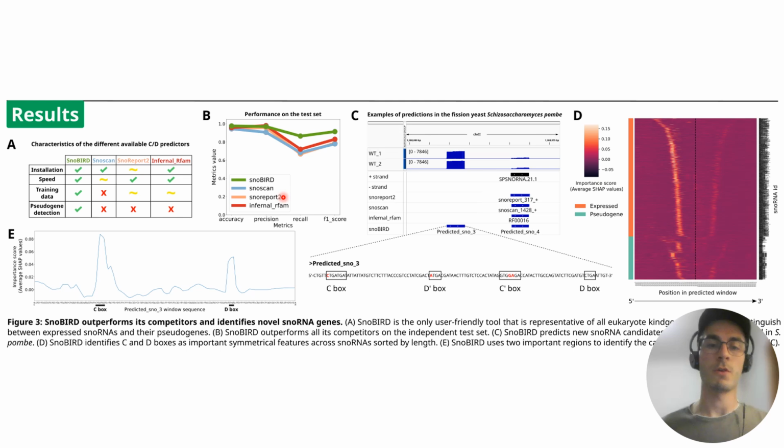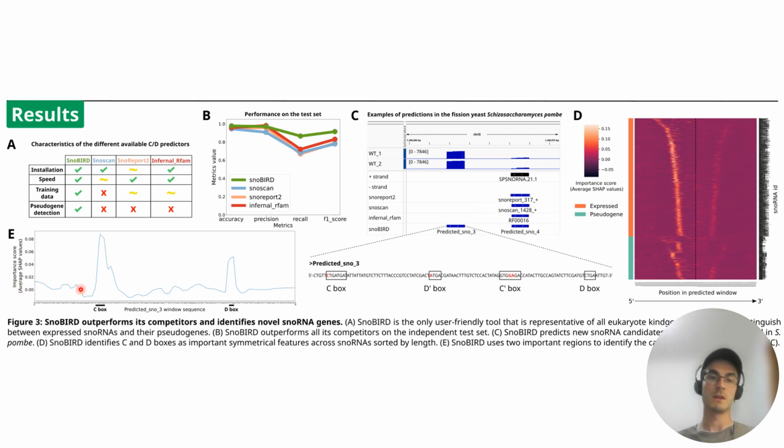Interestingly, when we applied SnoBIRD to a genome that was never seen during the test or even the training, which is the fission yeast S. pombe, we could predict with SnoBIRD a lot of different candidate snoRNAs that were actually expressed and that were never annotated before and not even predicted by the other tools. For instance, this snoRNA here that is highly expressed, even more expressed than actually annotated snoRNAs, and we can clearly see its distinct motifs, so the C and D boxes, which are actually really important in the prediction.